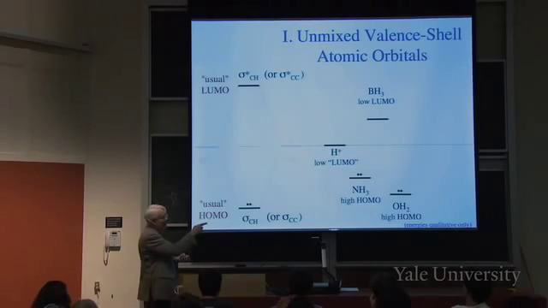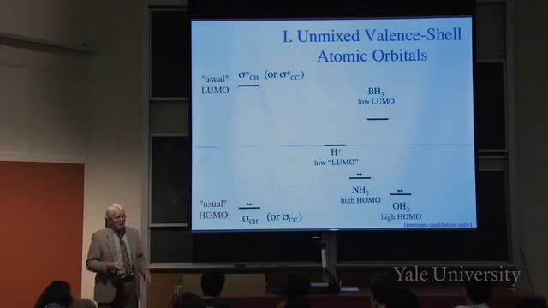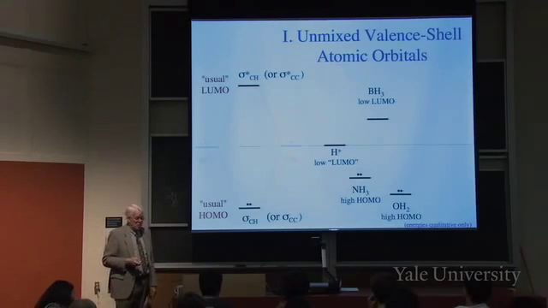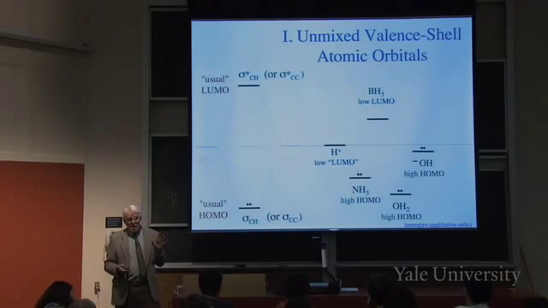Now oxygen is lower than nitrogen. So water is a base, but it's not as good a base as ammonia because its electrons aren't as high, because it has a bigger nuclear charge and the same n. It's in the first complete row of the periodic table. Okay? OH minus is even higher. It's a stronger base than water.